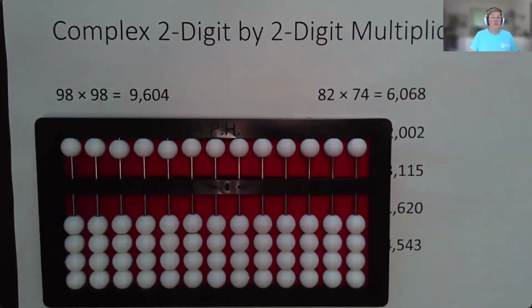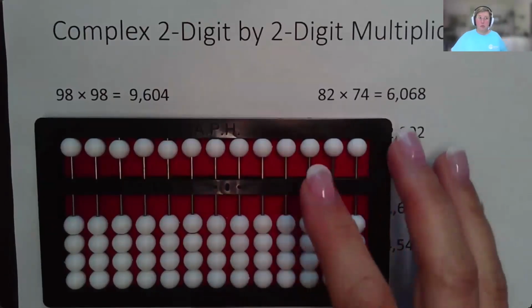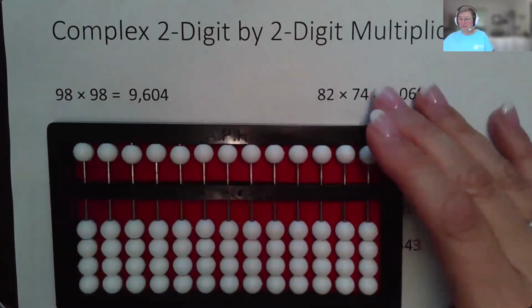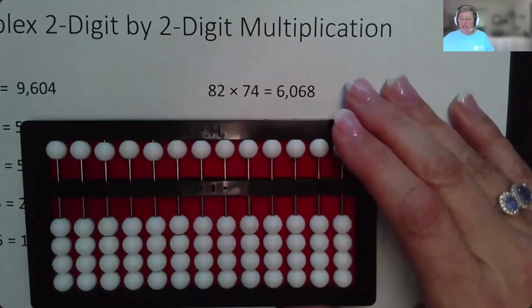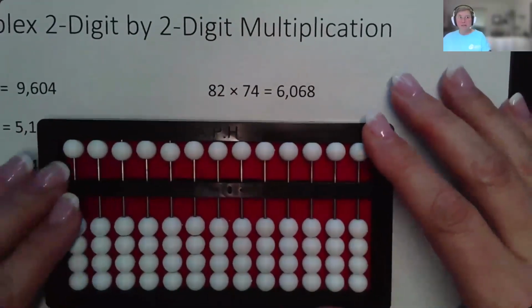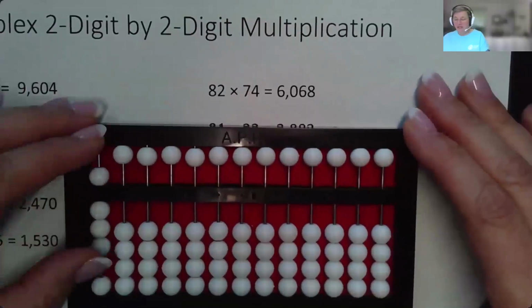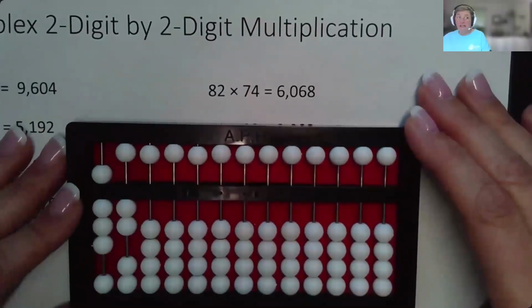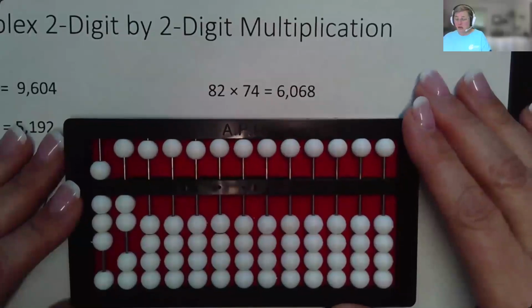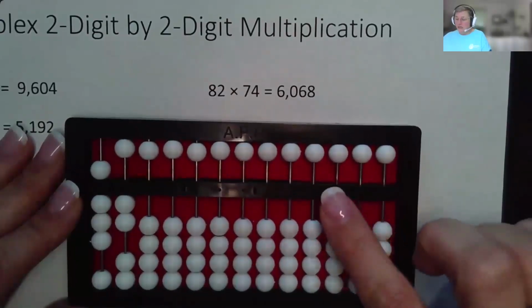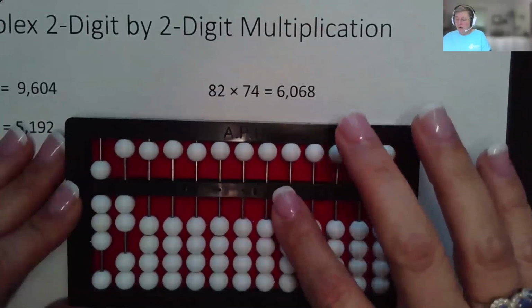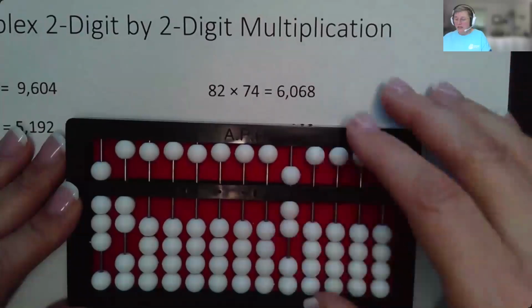Complex problems. These are ones to practice after you've practiced all the other ones. These are not the ones to start with first, okay? Shall we do one more complex problem? Why don't we do 82 times 74? Okay, left-hand side gets 82. 8, 2. Right-hand side, we count over to set the 74. 8, 2 times 7, 4. Set the 7, set the 4.